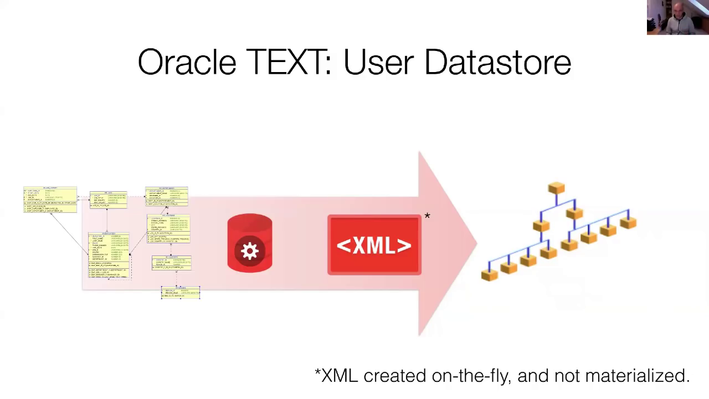Our pure SQL procedure will create some sort of XML from the data. Oracle Text will run that procedure during indexing. The XML will be created on the fly. It will never materialize into a table. The XML will be indexed, and then it will be thrown away. And so the text index walks through your table and creates the index, right?